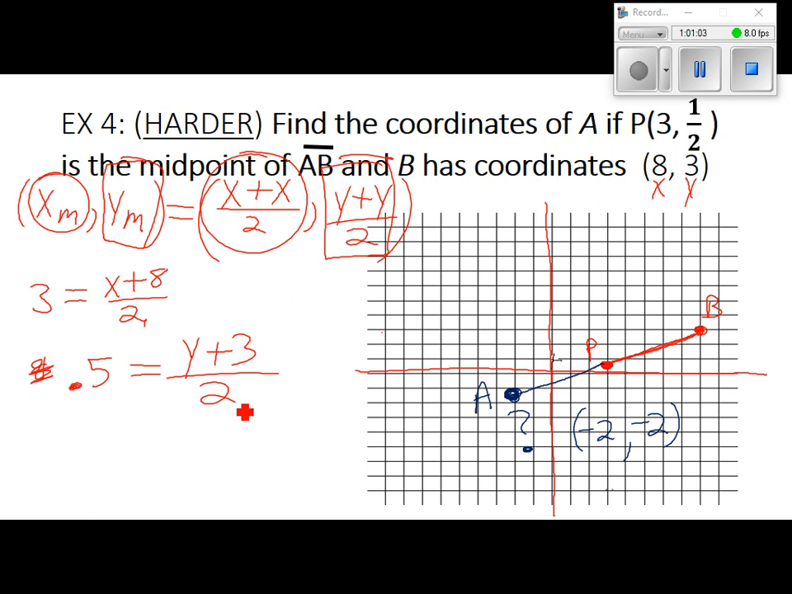Let's solve this bottom one. If I remember how to solve an equation like this from last year in algebra, you get y by itself. How do you get y by itself? First thing you do if you got this big fraction is what? Times 2. Multiply both sides by 2. What's 2 times 0.5? What happens with the 2's over here? What's left? y plus 3 equals 1... Subtract 3 on both sides. So y equals what? Negative 2.